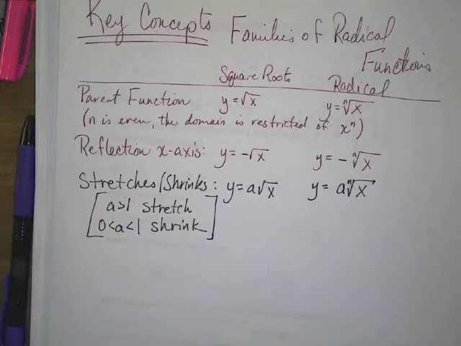Why didn't I include the negatives with the less than 1? Because what's the negative do? It's the reflection. The negative is dealt with in the reflection, and then all you got to do is worry about the number. Is that okay?